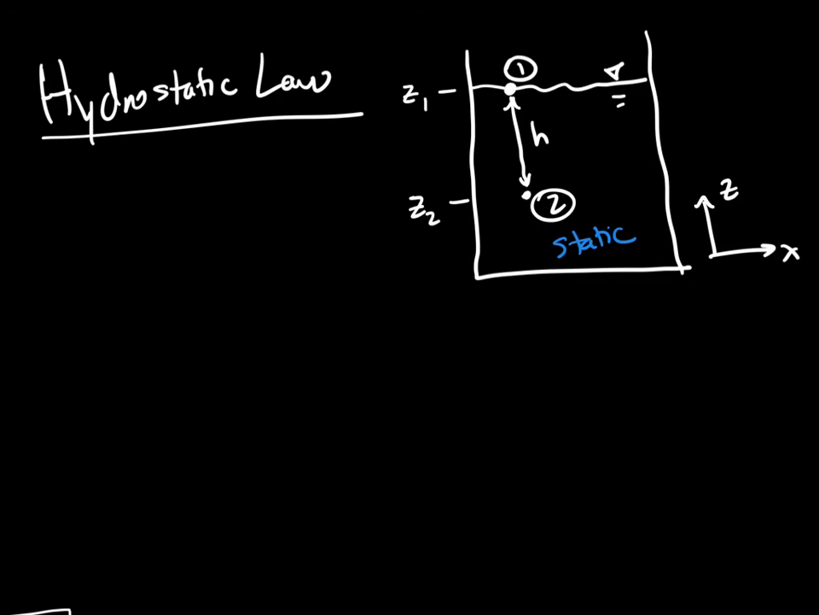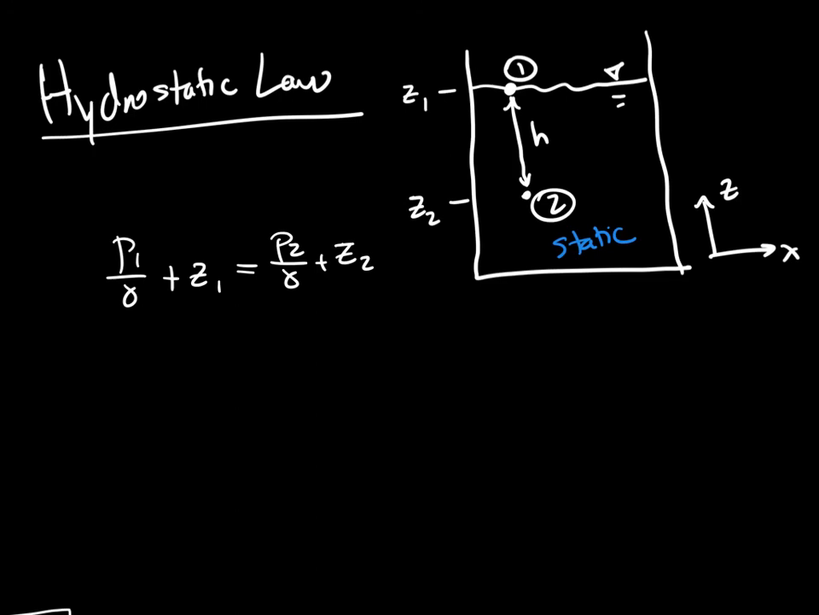So I can get at what the pressure at 2 is by using my little law here that I just came up with. Okay, my little law, it's not mine, it's yours now. I have given it to you. Okay, feel happy. P1 over gamma plus Z1 equals P2 over gamma plus Z2. You're like, okay, I don't like this law.